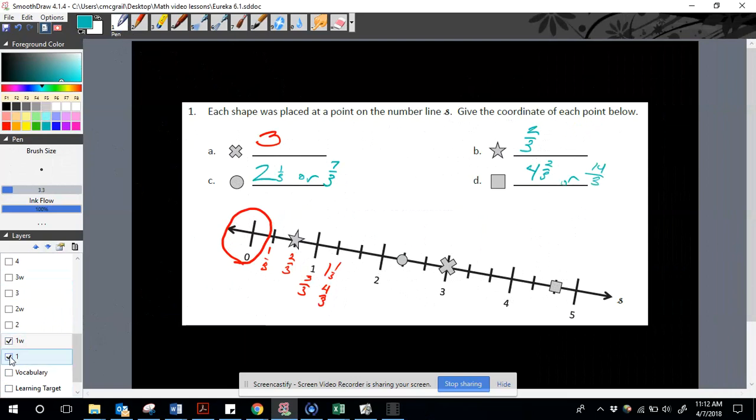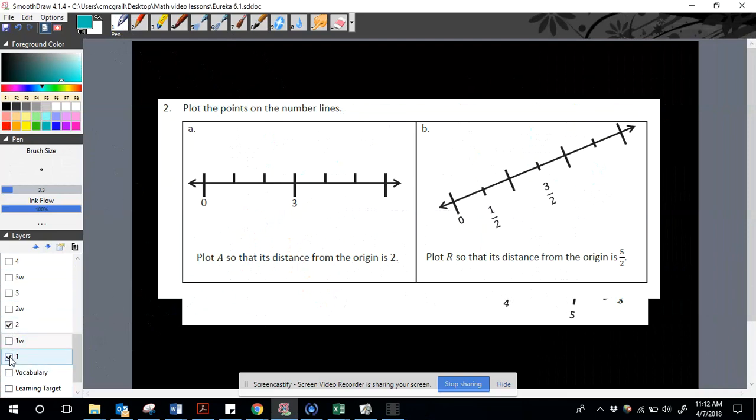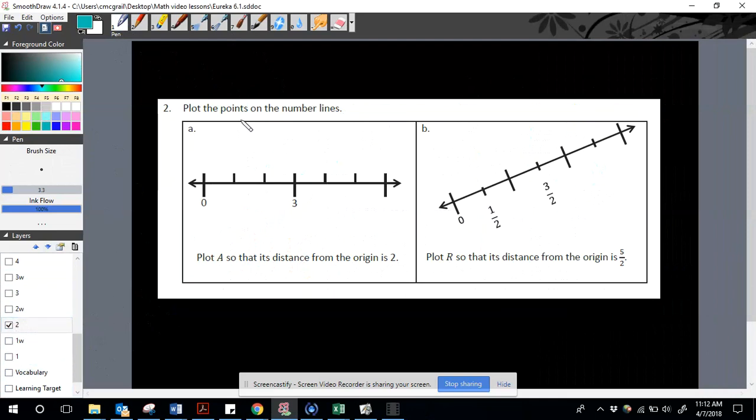Let's take a look at problem number 2, and I'm going to ask you guys some questions about this. It says, plot the points on the number lines. Plot A so that its distance from the origin is 2.